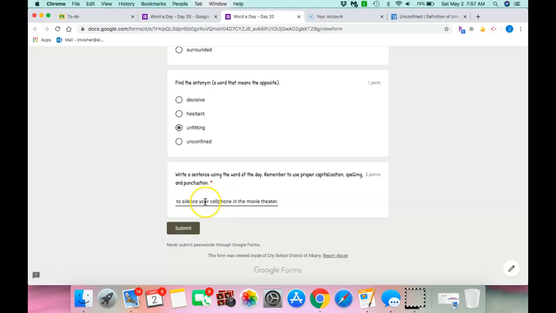Okay? Notice that I started my sentence with a capital letter. I checked my spelling to make sure that it was right. And lastly, I ended with a period or some type of punctuation. It could be a question. It can be an exciting statement where you're using an exclamation point. All right? Think these things through.